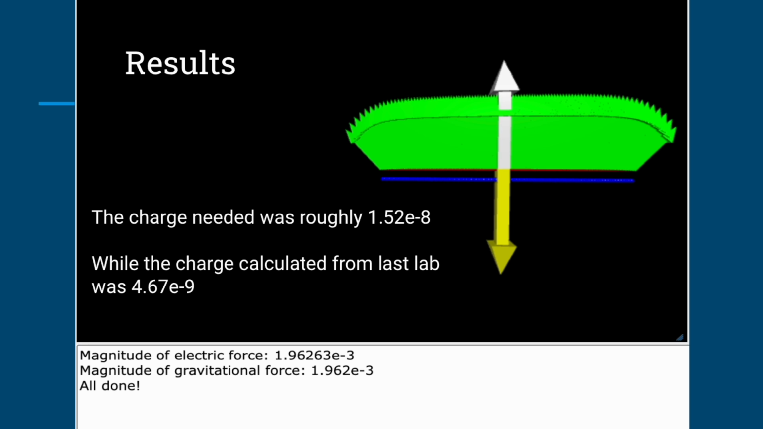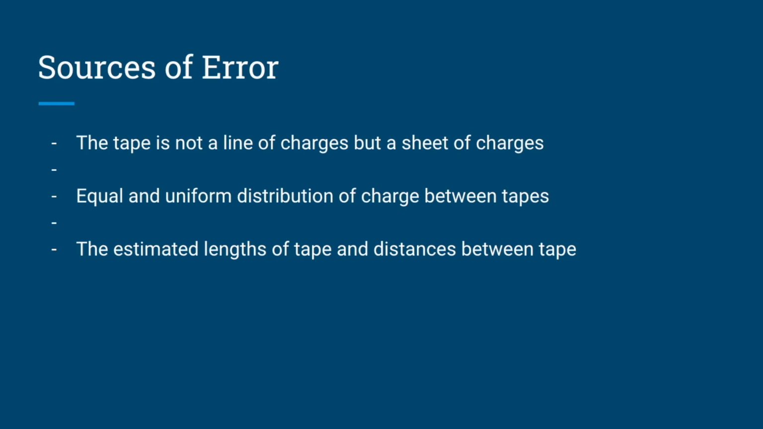So here are the results. The charge needed was roughly 1.52 times 10 to the negative 8th coulombs, while the charge calculated from last time was 4.67 times 10 to the negative 9th coulombs. And our magnitude of electric force and gravitational force are equal, roughly.